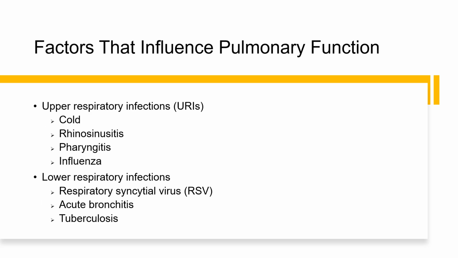So continuing on with factors that influence pulmonary function, so we have upper respiratory infections, referred to as URIs. So upper respiratory infections are any infection in the sinuses, the throat, airways, or the lungs. So that's all considered upper respiratory infections. And that accounts for a lot of the reasons why people go to see their doctor because of an upper respiratory infection. And the most common one would be the common cold.